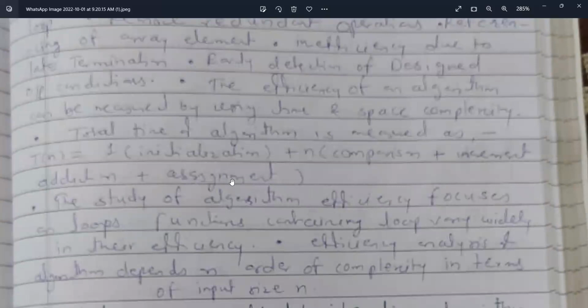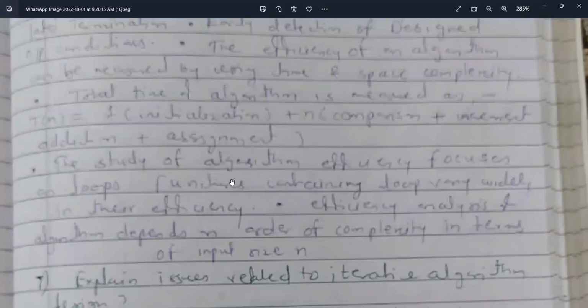The efficiency of algorithm can be measured by using time and space complexity. Total time of algorithm is measured as T(n) equal to 1 for initialization plus n for comparison plus increment, addition plus assignment. The study of algorithm efficiency focuses on loops. Functions containing loops vary widely in their efficiency. Efficiency analysis of algorithm depends on order of complexity in terms of input size n.